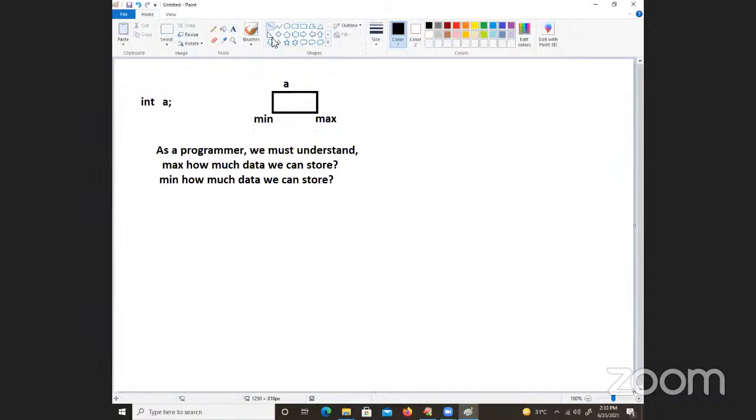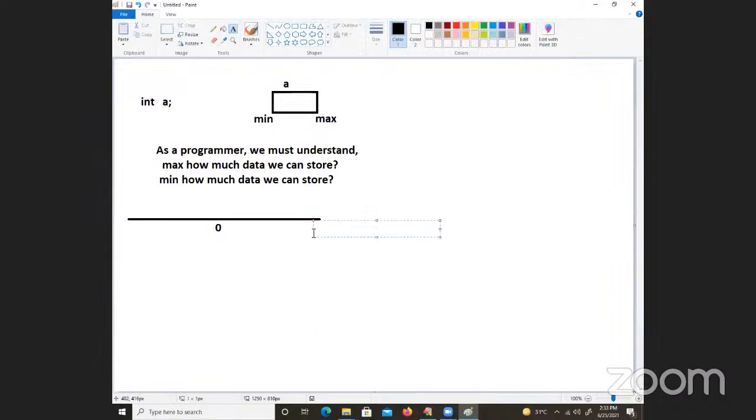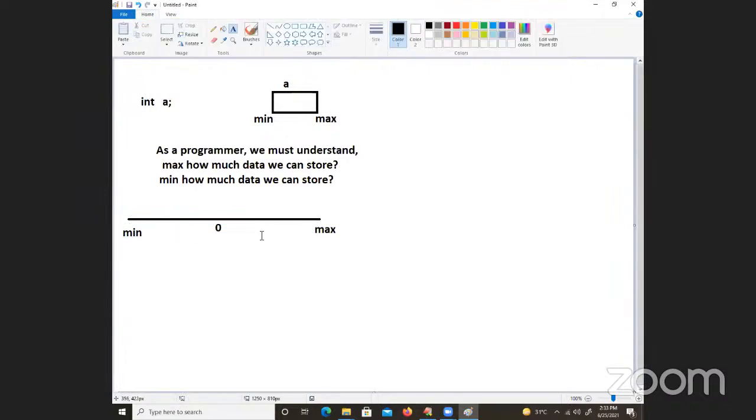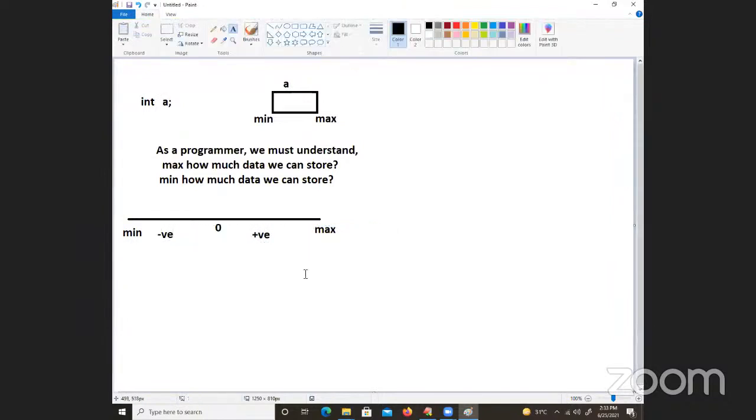If I take a scale, with zero in the middle, as you used to learn in your school days, max and then min. Max means the positive side. Min means the negative side. This is called positive, and this is called negative. So maximum how much we can store, minimum how much we can store.